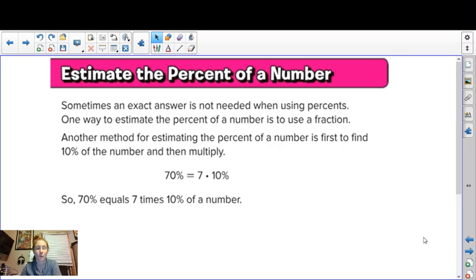All right, today we're going to deal a lot with estimation, specifically with percents. Sometimes the exact answer is not always needed. You can get an approximation. One way to do it is with a fraction, another is by using the method of 10%, and we'll talk about both of those today.